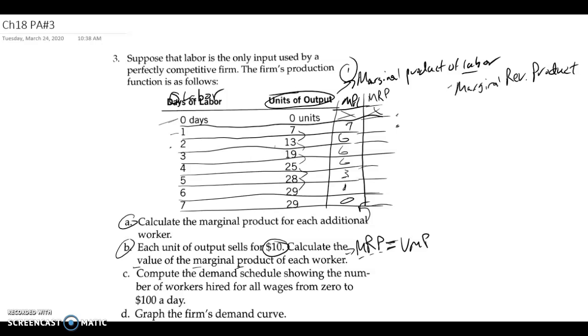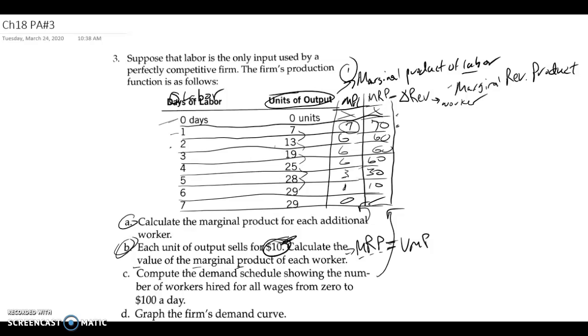Well, each unit of output, which are the 7 units, can be sold at $10 a piece, which means this person created $70 worth of goods. This person created an additional $60 worth of goods, $60, $60, $30, $10, and no dollars worth of goods. So this is showing how much my revenue changes by when I add one more worker. So it's the change in revenue when I add an additional worker. And so we did that for B. That's that column right there.